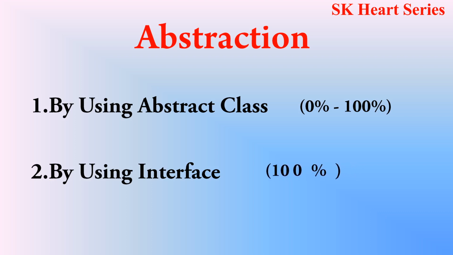It means by using an abstract class we can implement only 0 to 100%. It means not an accurate 100%, but 0 to 100% abstraction. And if we use the interface we can implement the abstraction 100%. In today's session we will see abstraction using an abstract class first, and in the next video we will see how we can implement abstraction in Java by using an interface.